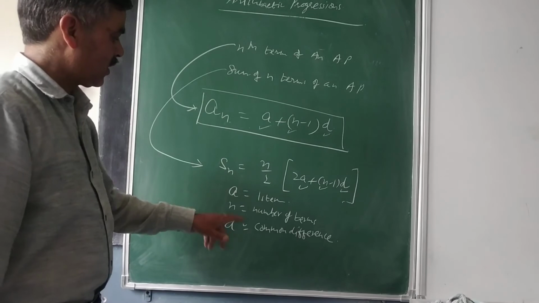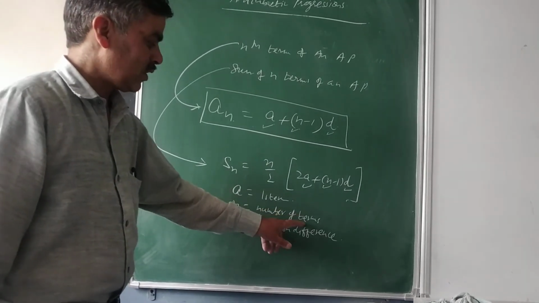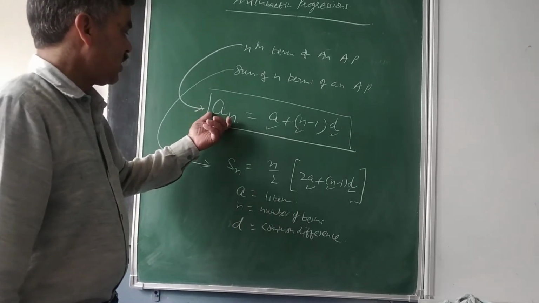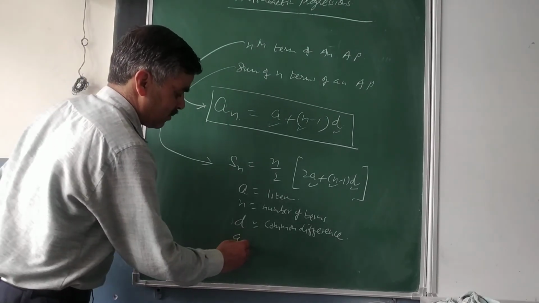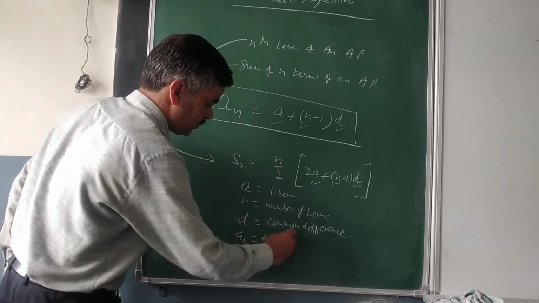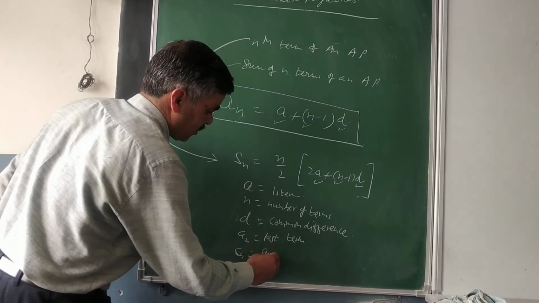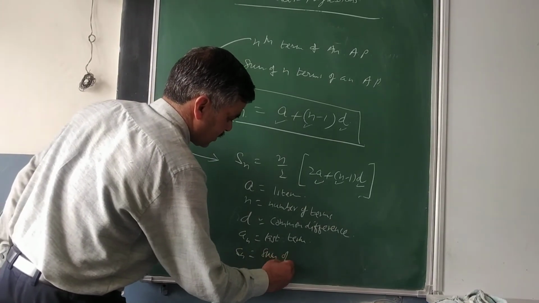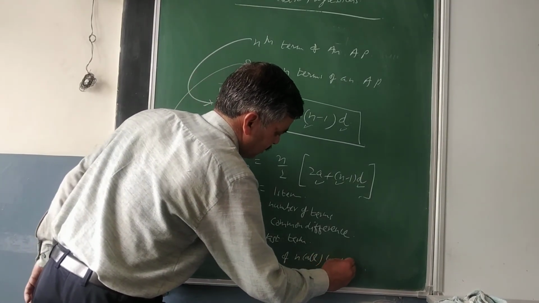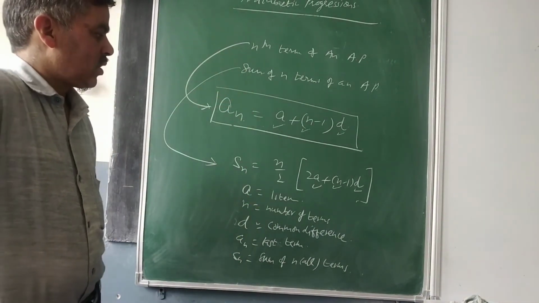So please make it very clear what is a. A is always the first term, and n is the total number of terms, and d is the common difference. An is the last term. And Sn means the sum of all terms, that is, sum of n terms, whatever the number of terms are there. So this all we have to use throughout the topic.